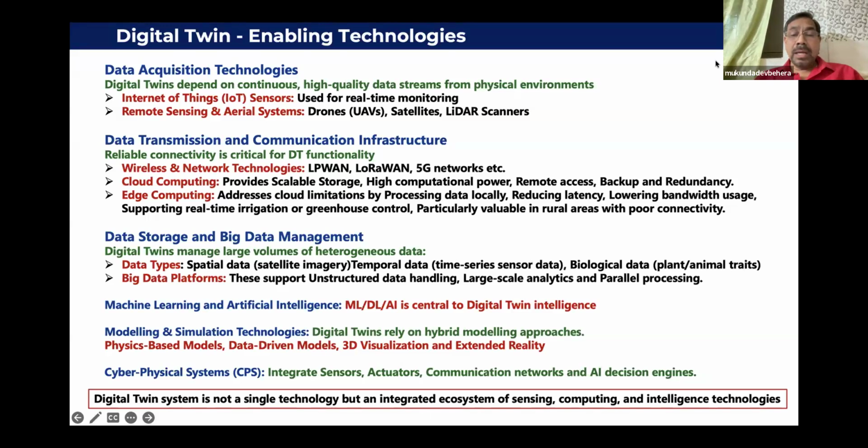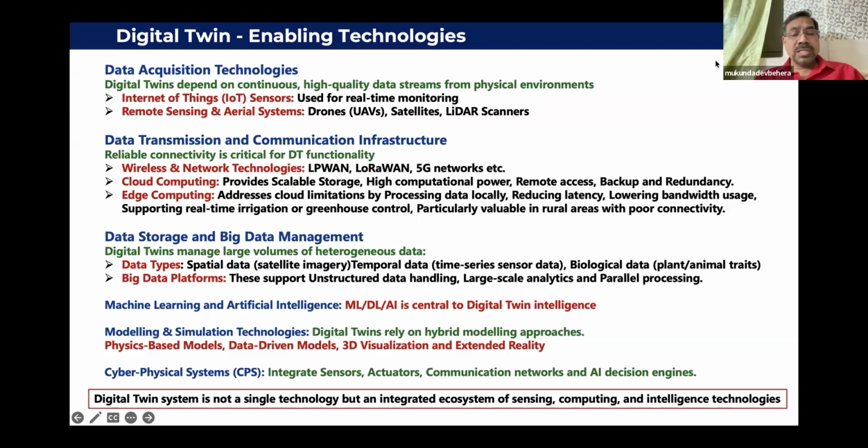Machine learning and AI, they are central to the digital twin intelligence, because this is where you give intelligence to the data, and you orient the data based on your need. You analyze the data and do intelligence analysis based on your need.